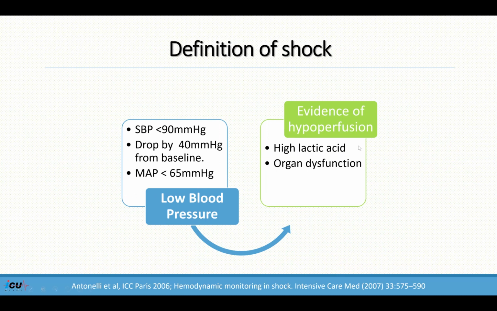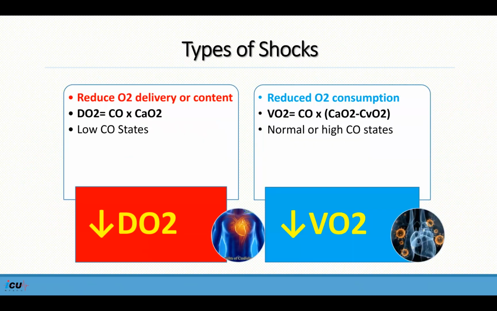But in order to say that this is a shock state, we need evidence of hypoperfusion. This could be a high lactic acid or organ dysfunction, such as kidney dysfunction with decreased urine output. At the same time, you can look at different types of shocks based on the oxygenation status. We deliver oxygen to the tissue, and then the tissue consumes oxygen. So we may have 2 different types of shocks.